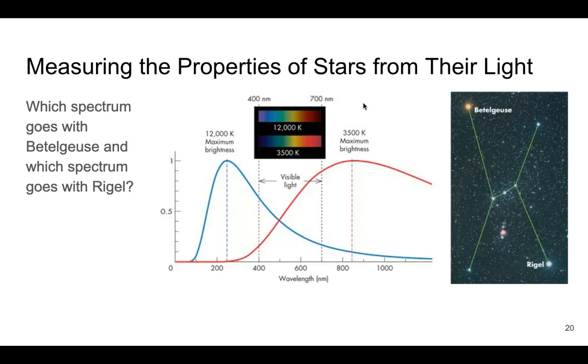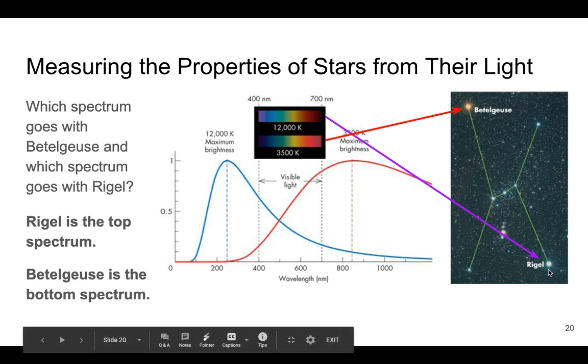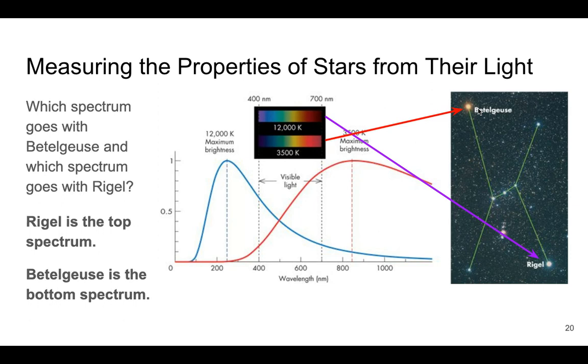So these are actually the spectra that we see in visible light of two stars, Betelgeuse and Rigel. Take a look at these two spectra and decide which of these spectra goes with Betelgeuse and which one goes with Rigel. So Rigel, the bottom star, is the top spectrum, and Betelgeuse, the top star in this picture, is the bottom spectrum. So convince yourself that this works.